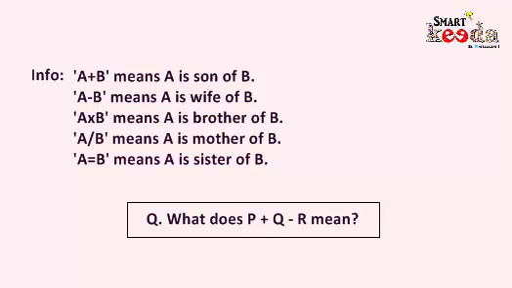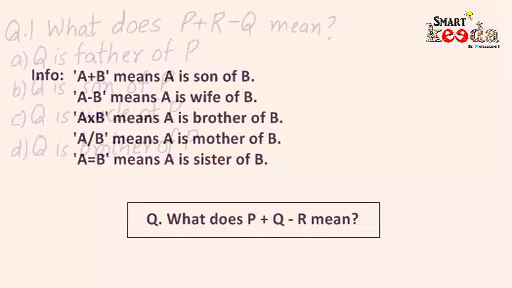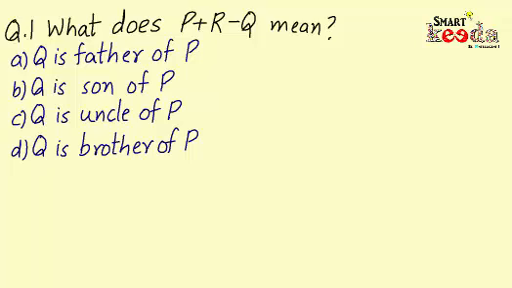Now based on this information, we are required to answer a question which asks: what does P plus R minus Q mean? The options are: option A, Q is father of P; option B, Q is son of P; option C, Q is uncle of P; and option D, Q is brother of P. First we will take P plus R and draw a relationship tree for this. As A plus B was given to mean A is the son of B, here P plus R would mean P is the son of R.